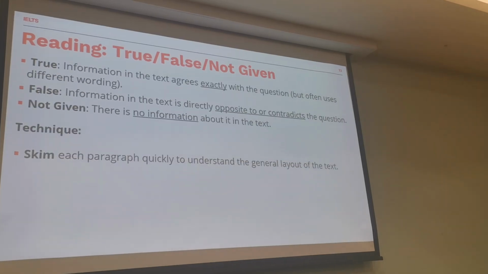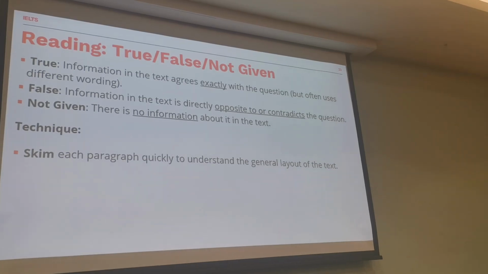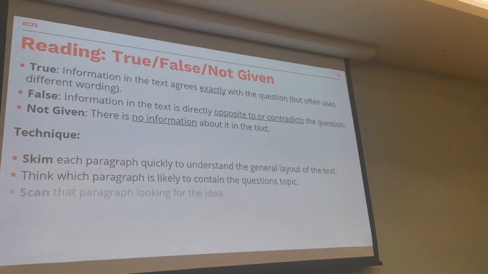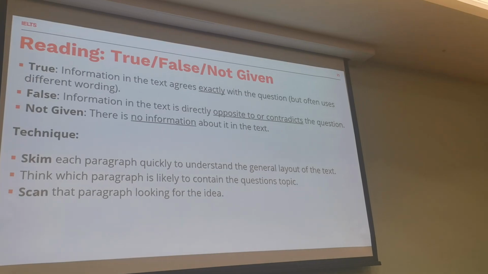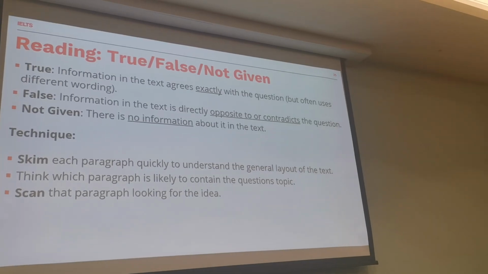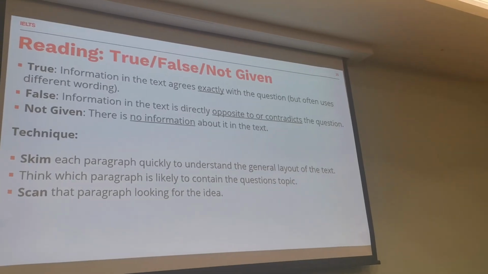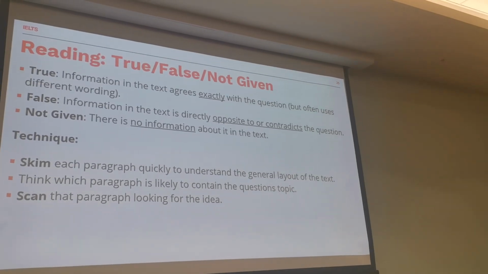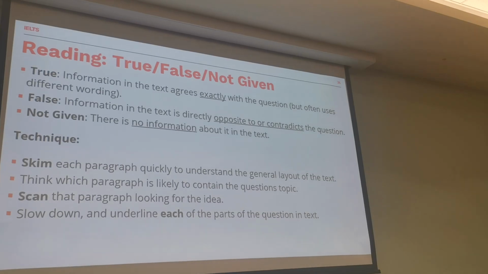So let's have a look at the example. So the technique for this, just we talked about before, skim through the paragraphs. You read the statement, you guess which paragraph it's in. You then scan through that paragraph looking for the idea. If it's not there, it's not given. If it is there, we're going to choose between true and false. So then you slow down and find every single part of the statement.